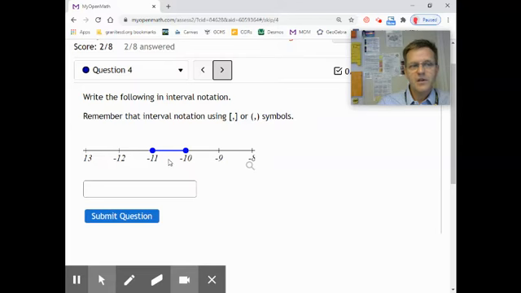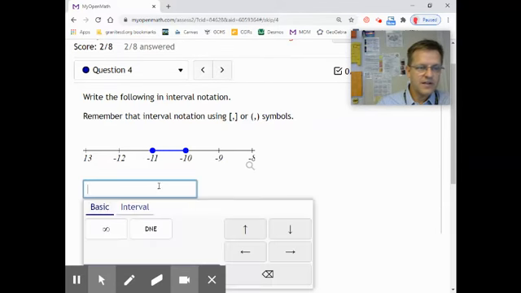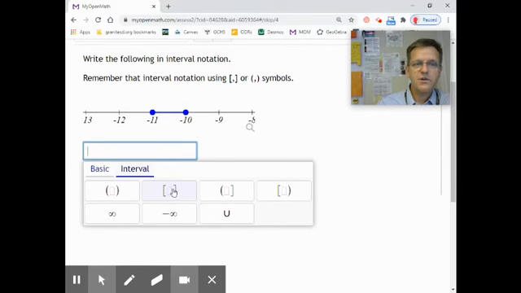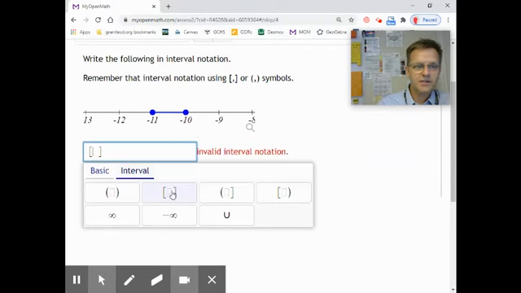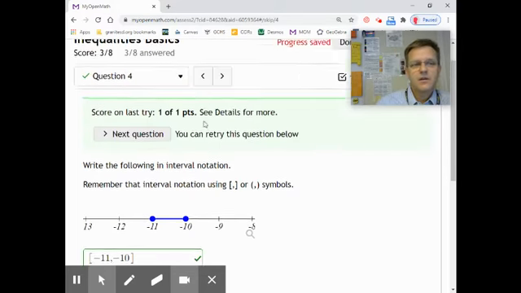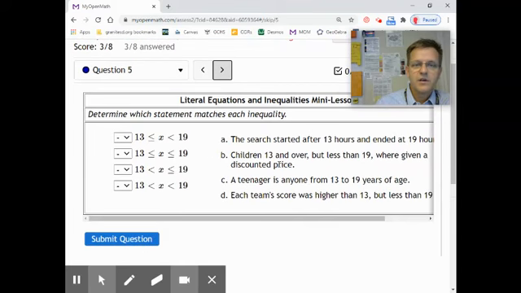How about this one? What is this interval? This is between negative 11 and negative 10, and both sides are solid dots, so we're going to use double square brackets. So that'll be negative 11 to negative 10. Right? Because it can be both of those numbers. It can be negative 11, it can be negative 10, and it can be any number in between, like negative 10 and a half, for example. All right, let's try the next one.